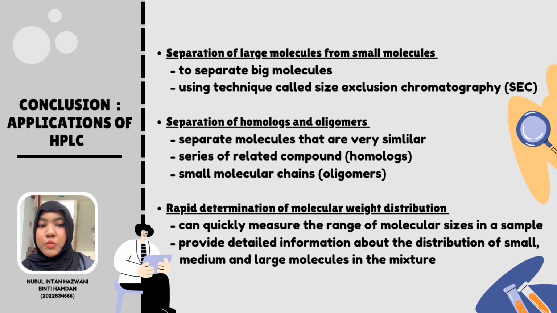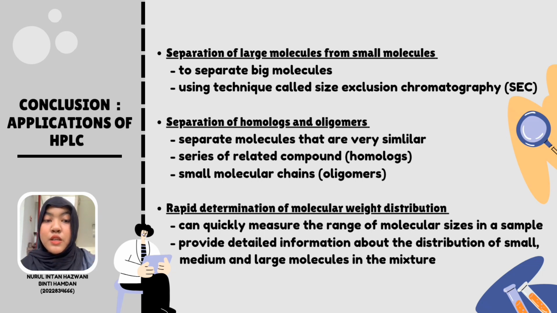Second, separation of homologs and oligomers. HPLC can also separate molecules that are very similar, like a series of related compounds, homologs, or small molecule chain oligomers. For example, reverse phase HPLC, RP-HPLC, uses a column that separates these molecules based on their slight difference in polarity or size, allowing for precise analysis of complex samples.